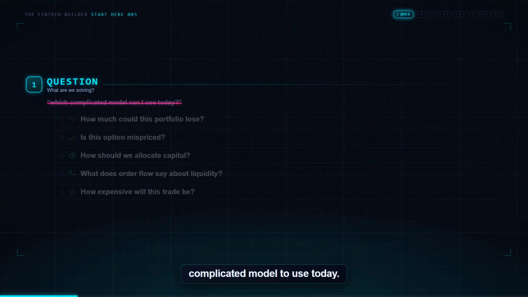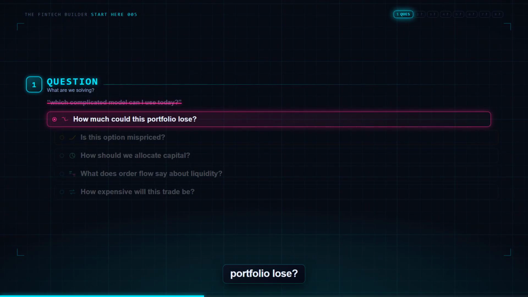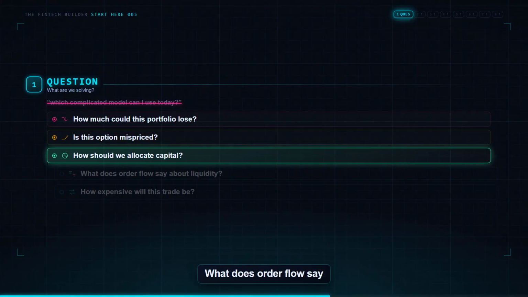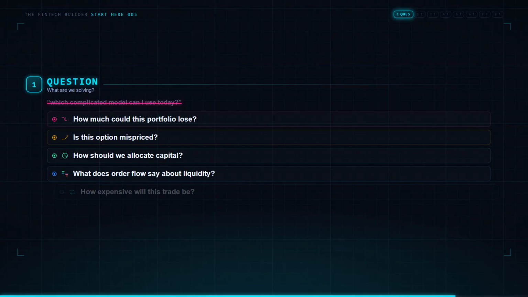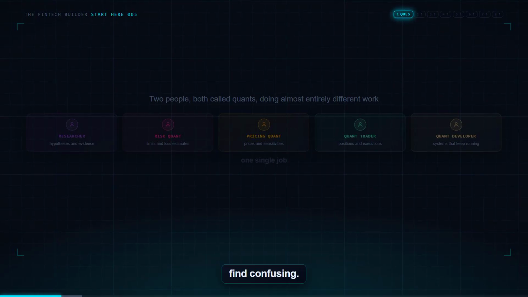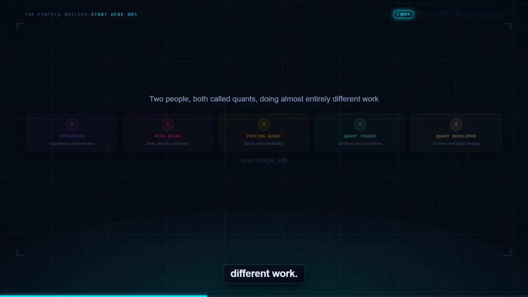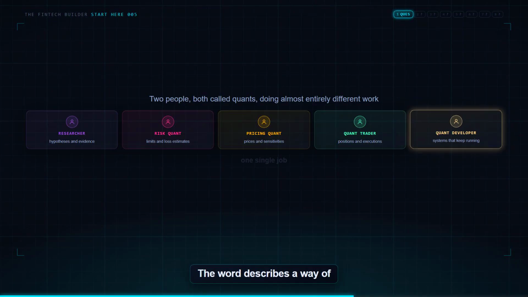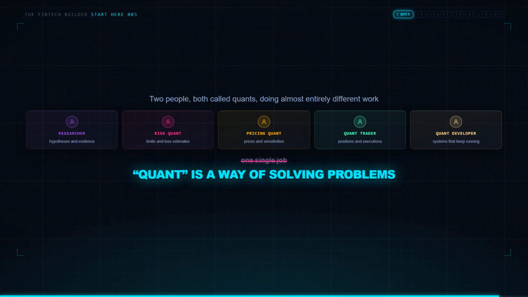A quant rarely begins by asking which complicated model to use today. A useful process starts with something financial. How much could this portfolio lose? Is this option mispriced? How should we allocate capital? What does order flow say about liquidity? And how expensive will this trade be to execute? And that explains something people find confusing. 2 people can both be called quants and do almost completely different work. A researcher, a risk quant, a pricing quant, a quant trader, a quant developer. The word describes a way of solving problems far more than it describes one single job.